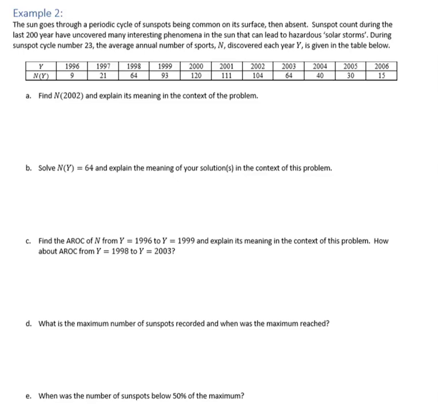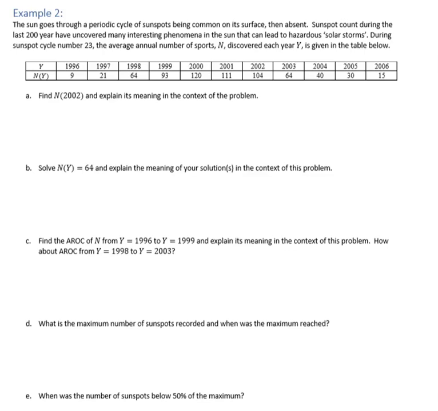Hi everyone. In this example, we're going to look at a function represented by a table, but we're going to be in the context of a word problem. So the word problem is about sunspots. So the sun goes through periodic cycles of sunspots, being common and then absent. The sunspot count is recorded, and we've seen some interesting patterns.